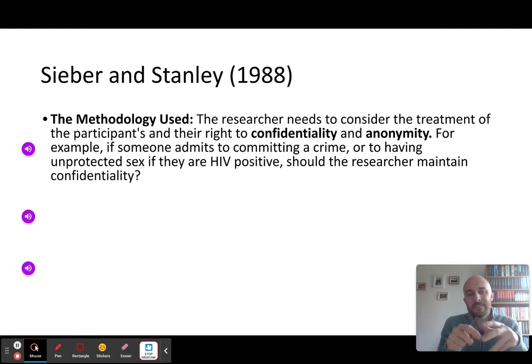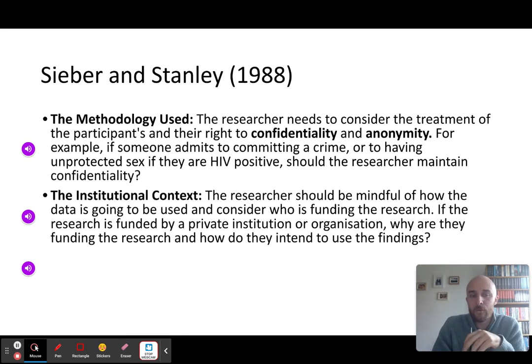So Sieber and Stanley say one thing you need to consider is how you are actually doing the piece of research. And that, by the way, is where these ethical guidelines, informed consent, and so on and so forth, come in. But I think the two most important ones are the next two.